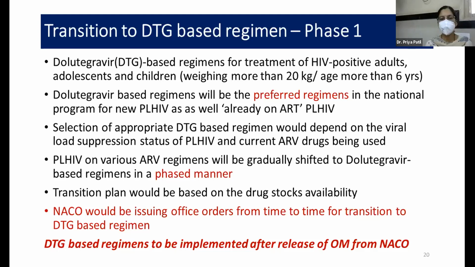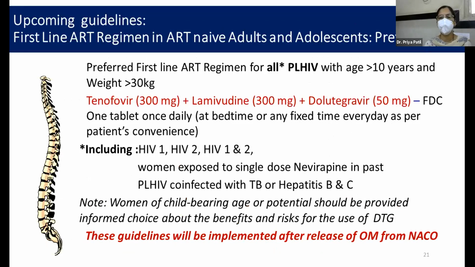NACO would be issuing office orders from time to time for transition to DTG based regimen, and these DTG based regimens are to be implemented after release of the office memorandum from NACO. So the upcoming guidelines: first line ART regimen in ART naive adults and adolescents.